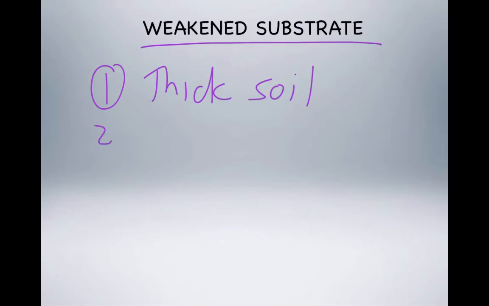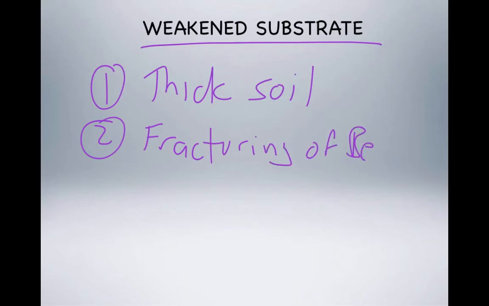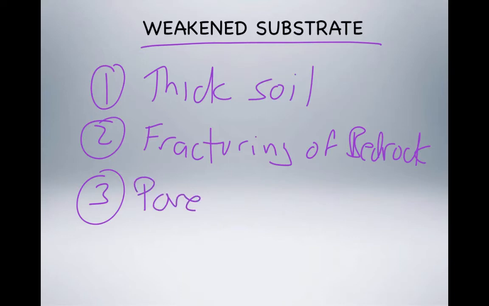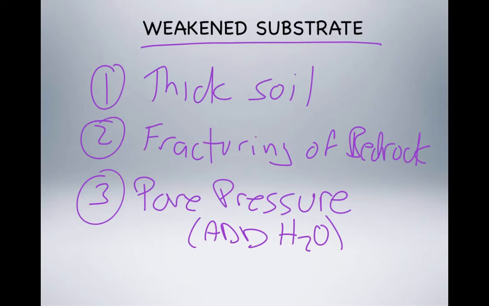A second way to form a weakened substrate is to actually have weaknesses in the bedrock, such as fracturing of bedrock. If your rock is not solid, it's weaker, it's more prone to failure. A third way to weaken the substrate is to fill it up with water. We call this the effect of pore pressure, which is just a fancy way of saying add water.